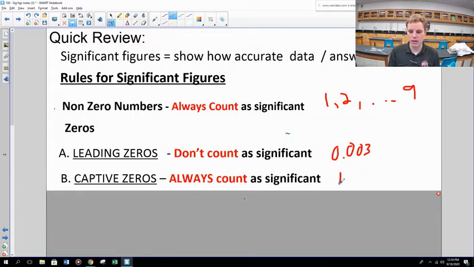Captive zeros, so that could be something like 1002, which has a couple of captive zeros. Captive zeros are always significant. Those are zeros that are stuck in between. They're held captive by 2 non-zeros.